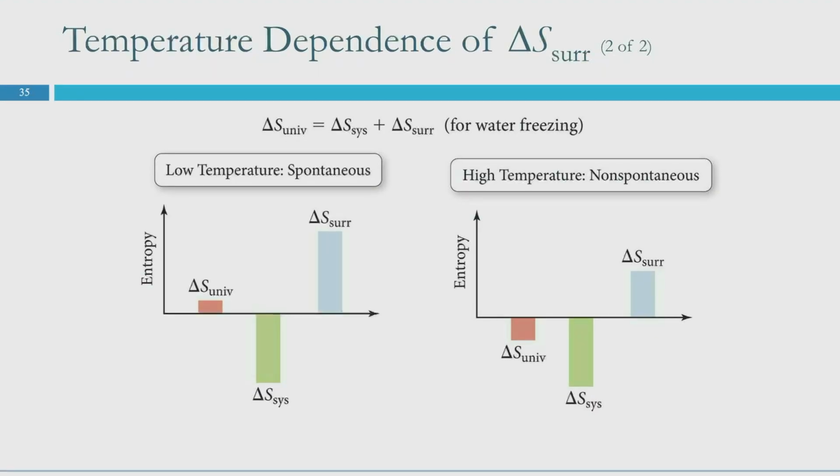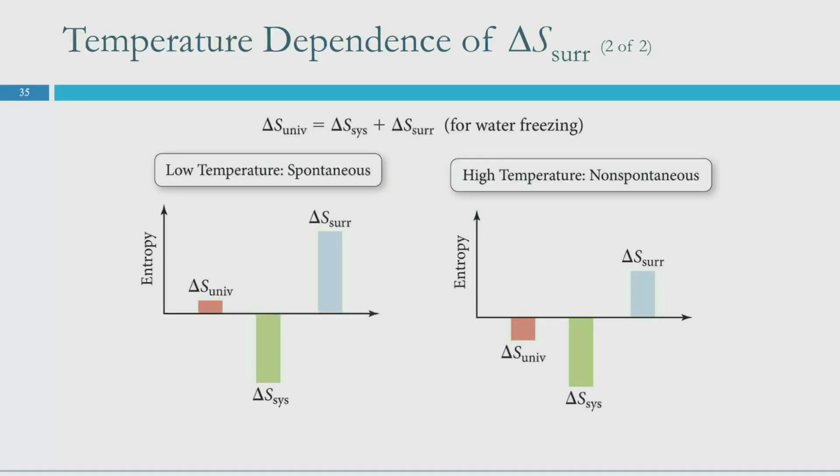So looking at those two cases, if we have low temperature, we're going to have a spontaneous freezing of water. If we're at high temperature, we're going to have non-spontaneous freezing of water. In both cases, our change in entropy for the system is the same, but at low temperature, we've got a lot more energy dispersal because there's less energy around, versus at high temperature where there's more energy around, so there's less energy dispersal.